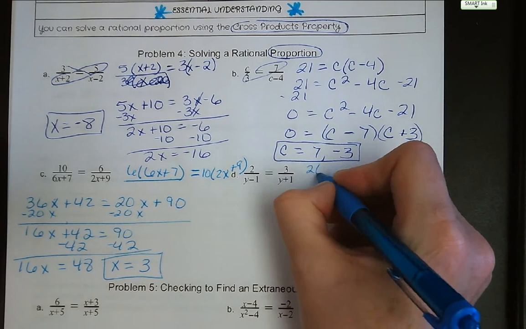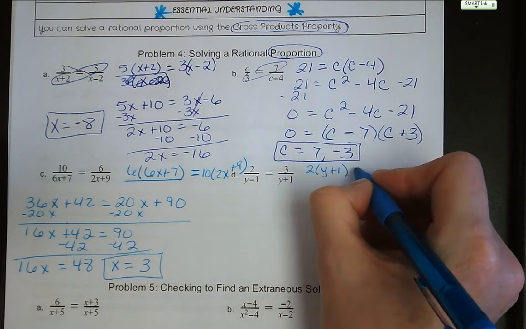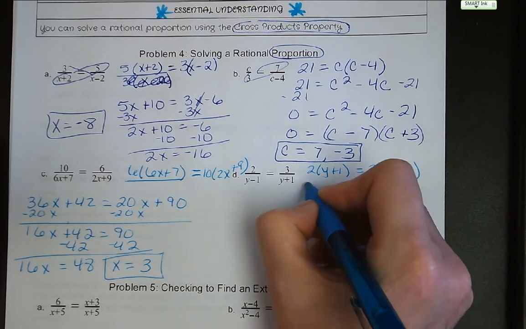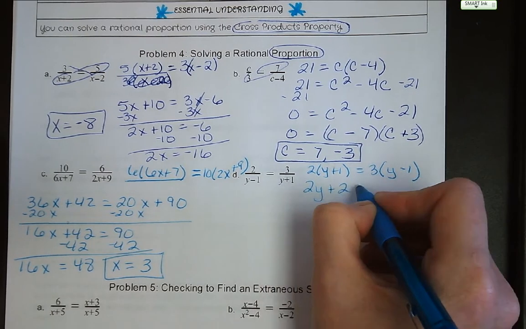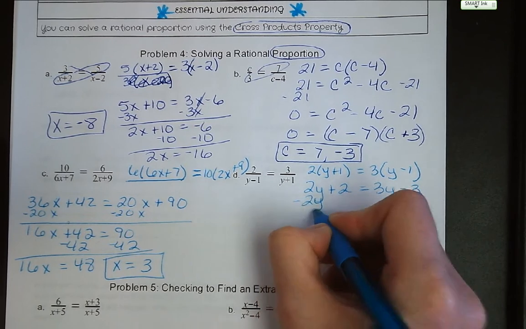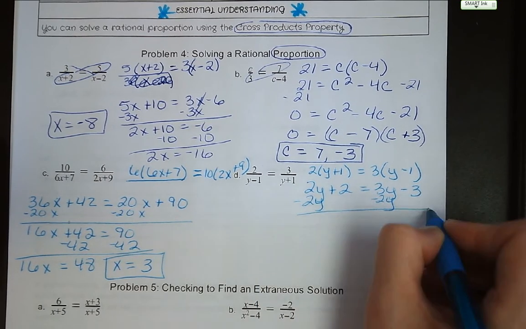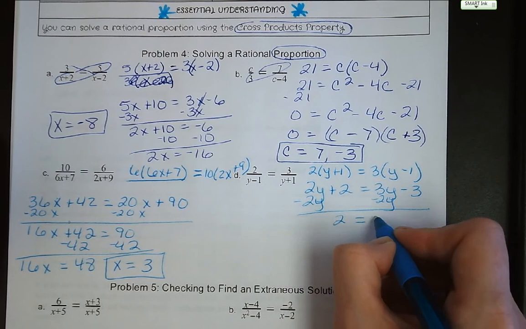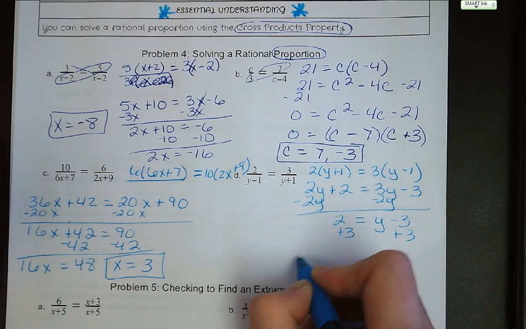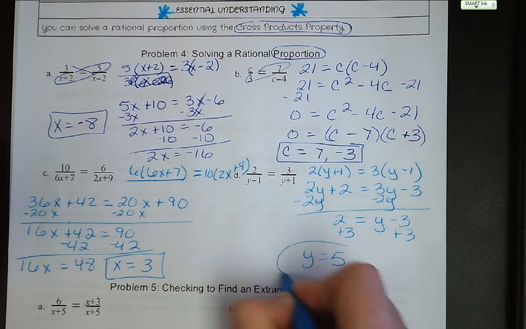Letter D. We've got 2 times y plus 1, and 3 times y minus 1. 2y plus 2 equals 3y minus 3. Subtract 2y from both sides. 2 is equal to y minus 3. Add 3, y equals 5.